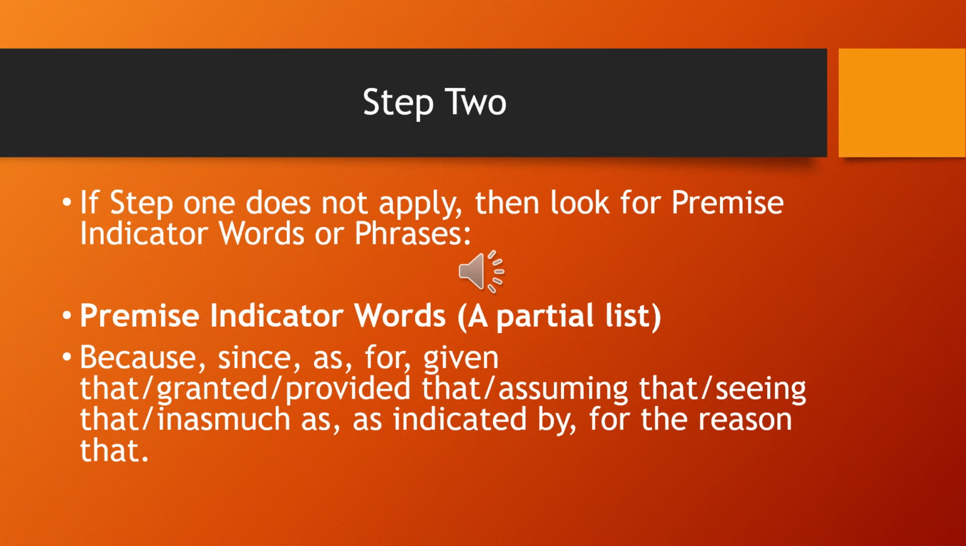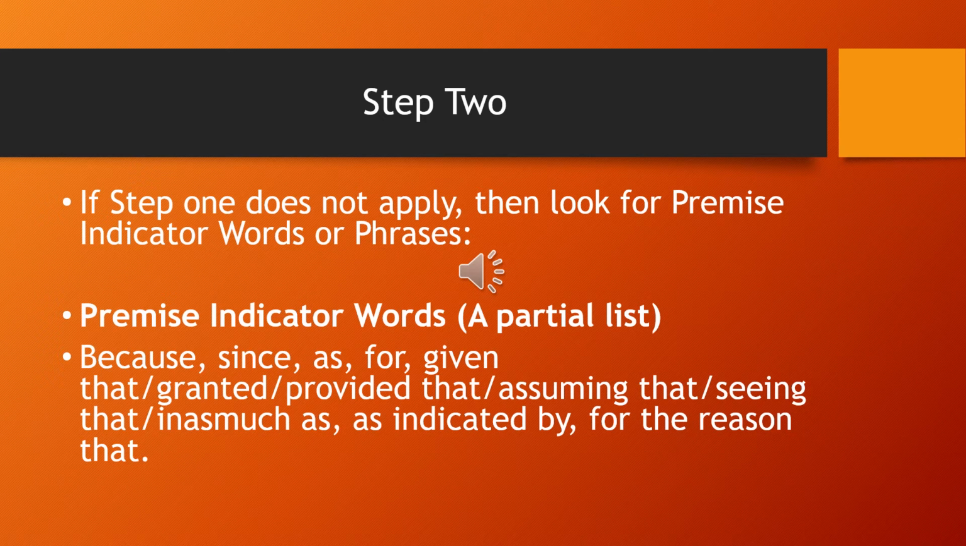So a partial list of premise indicator words is contained here. The most important is probably because. As the word implies, when you say you should think something because, the because part is giving a reason. So it's functioning as a premise or reason-giving indicator. Some other indicators are since, as, for, and then a whole bunch of synonymous expressions like given that, granted that, provided that, assuming that, seeing that, etc. That is, if you grant that or if you accept this evidence, then you should accept the following conclusion. So these kind of phrases function as premise indicators.